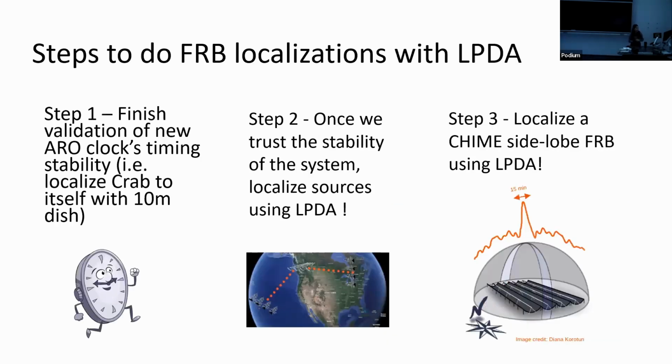So there's a couple steps to do fast radio burst localizations with this instrument. The first one is validating the clock stability of our system. And there it says finish validation because I already started the validation. I'll talk about that a little bit later. But essentially, ARO got a new clock.